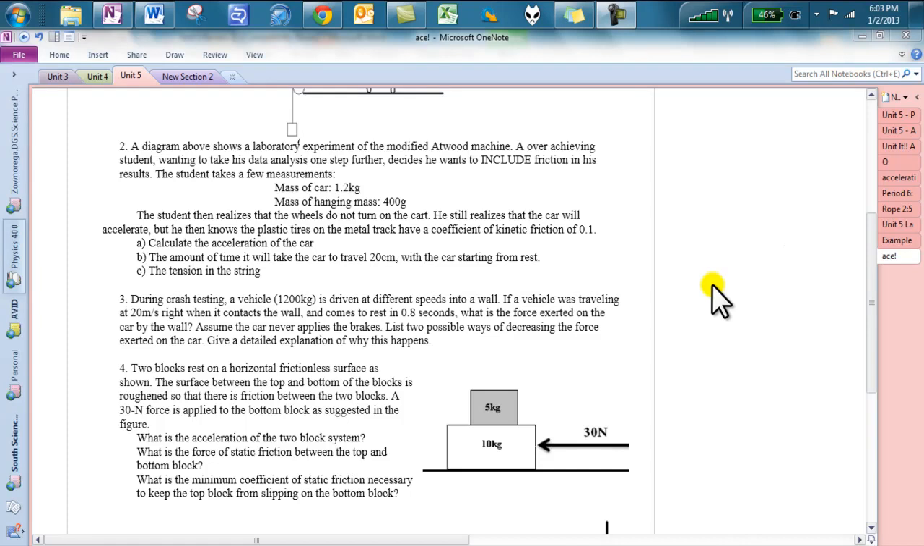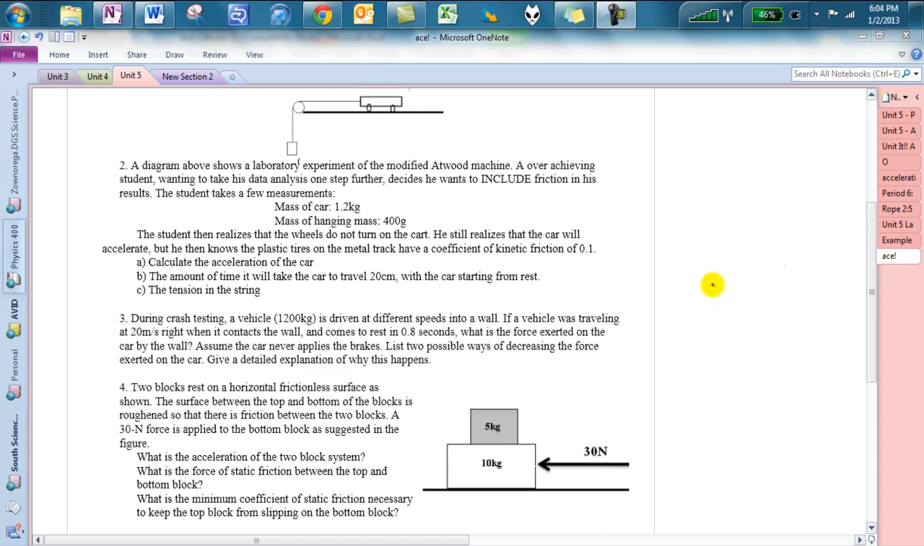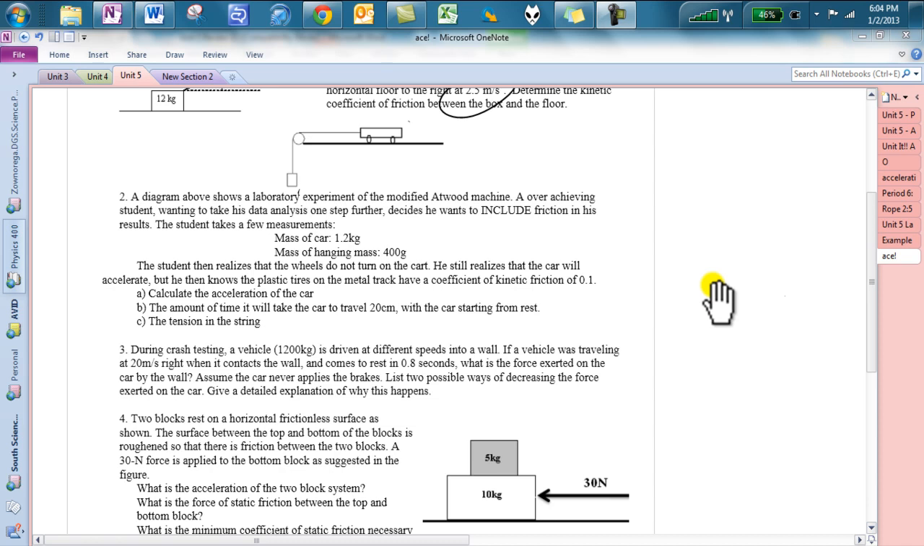We are going to look at problem number 2 on the review. Problem number 2 is what I like to call basically the lab. So it's recalling everything that we've done in the lab in order to solve this.